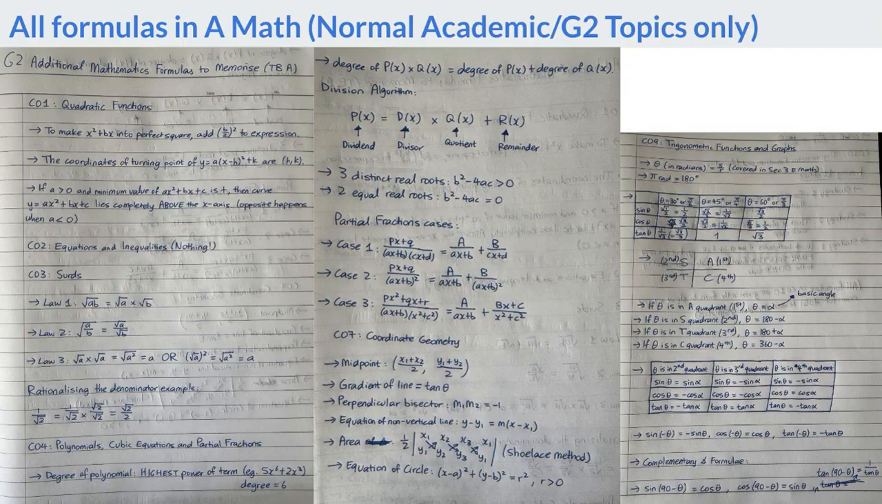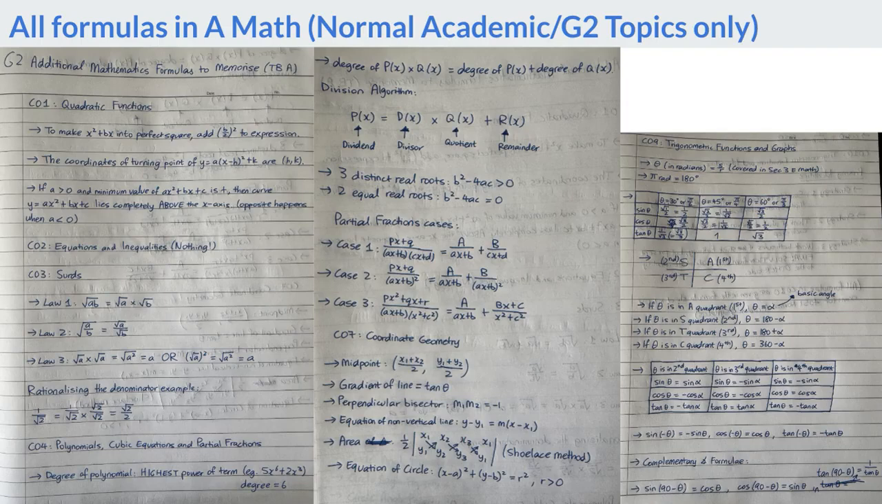Chapter 1 is quadratic function. For quadratic function, you will just need to know about completing the square. Basically it is like a level up version of your E-maths, so I don't think I will touch on that any further. For the next point, the coordinate of turning point: there's one equation in completed square form that you are required to know as well. The equation is y equals a bracket x minus h squared plus k, and the coordinates are h and k. H is like your x coordinate and k is your y coordinate.